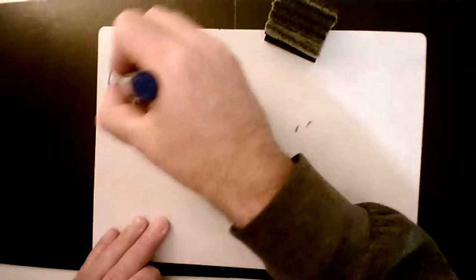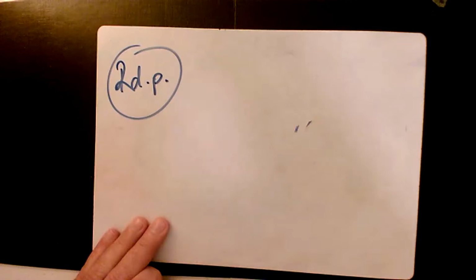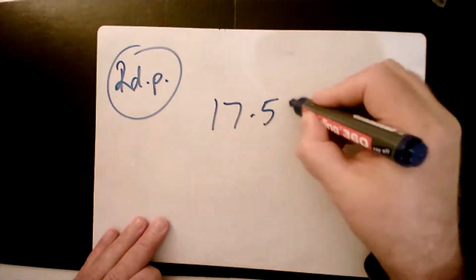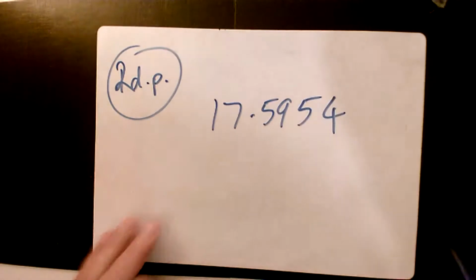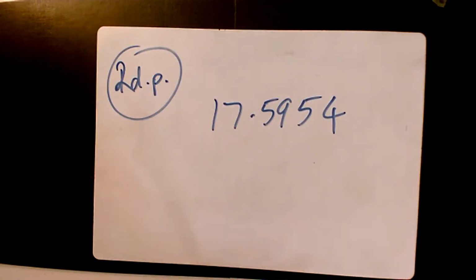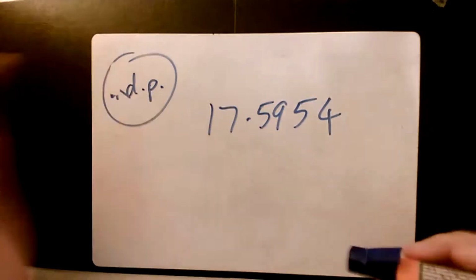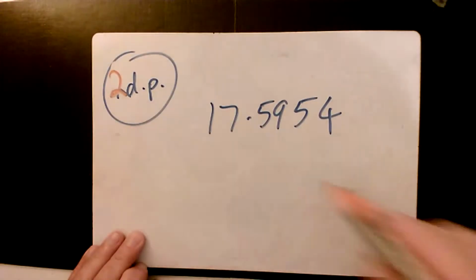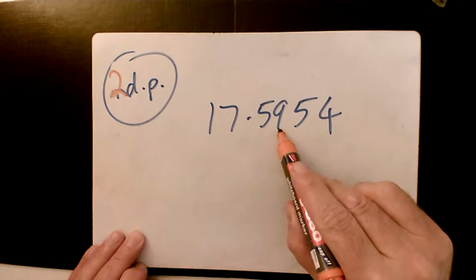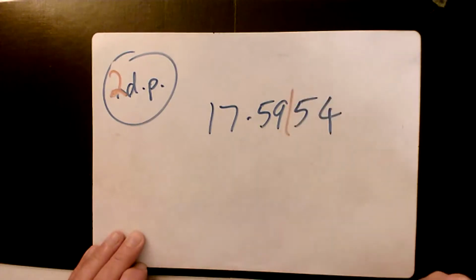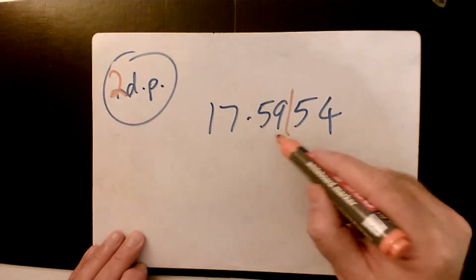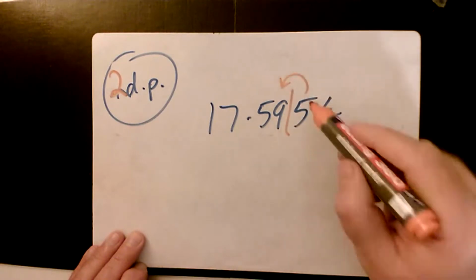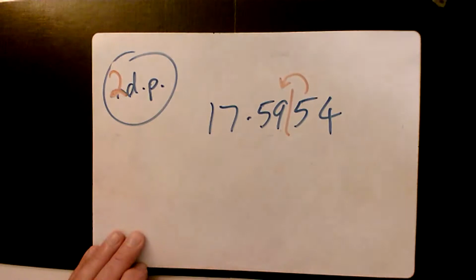So 2 decimal places. Once you've got this method, you can do as many decimal places as you want. So again, I count 1, 2 numbers after the decimal point, and then I draw my line, okay. I only want 2 numbers after the decimal point. Does the 5 affect the 9? Well, it does, because 5 and above, you round up.